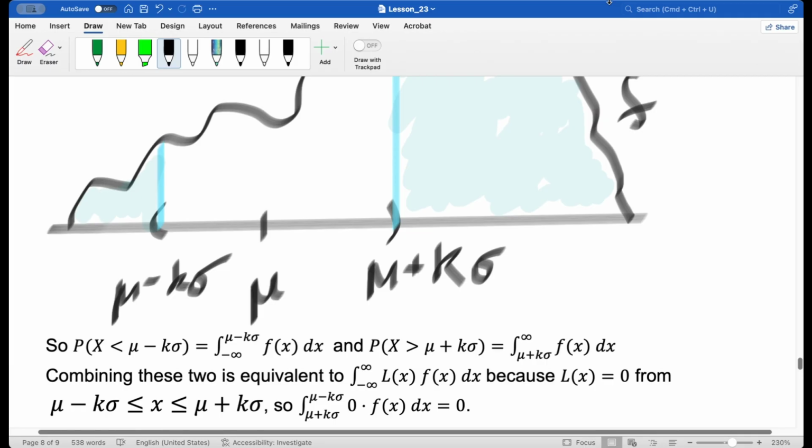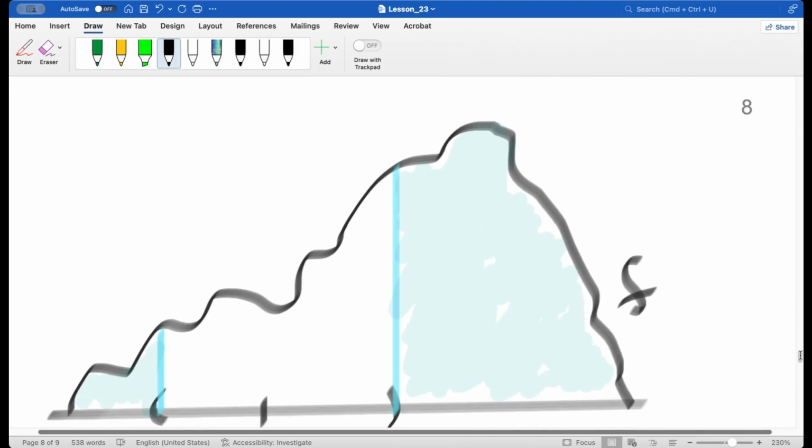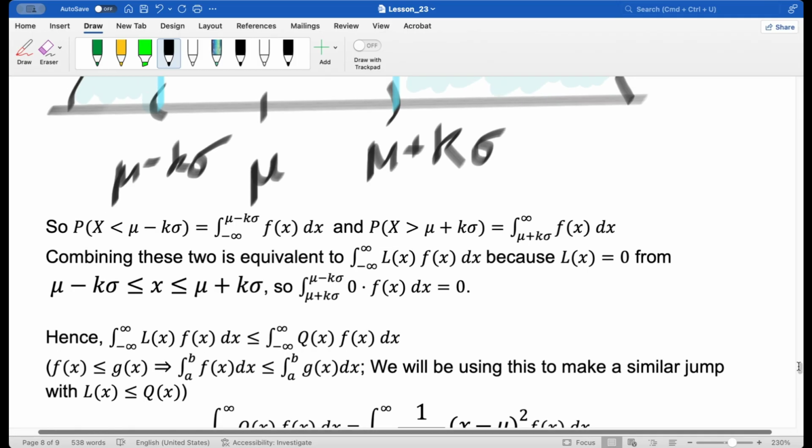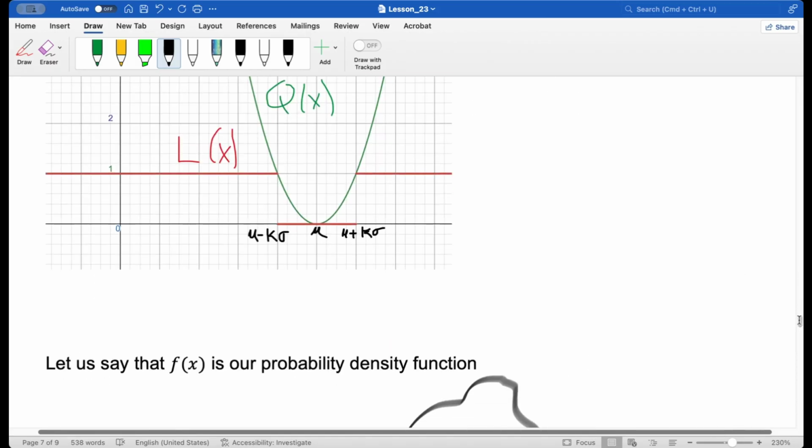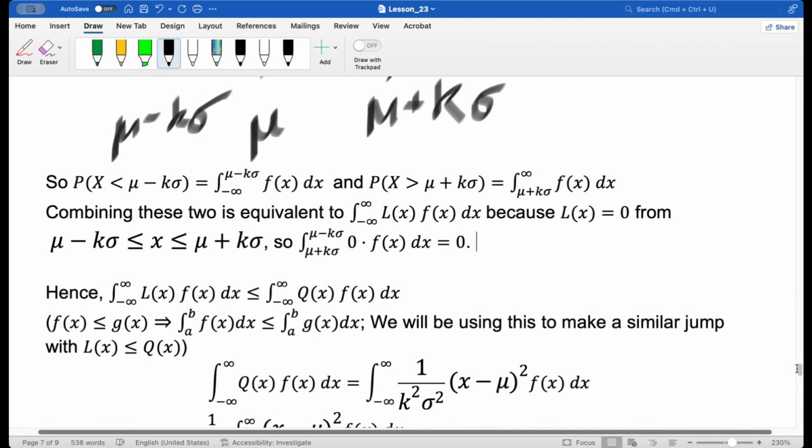So how do you calculate those probabilities? You're integrating the density. For the less than situation, you're going from minus infinity up to an upper limit of mu minus k sigma, and then for the right hand side, for greater than mu plus k sigma, that's our lower limit up to infinity. Now, the idea is that we can use the L function to describe these two pieces, because the L function is equal to 1 on those regions, and it's equal to 0 in between. So we could integrate negative infinity to infinity on L, and we'd be getting the exact same thing, because it's 0 in between mu minus k sigma and mu plus k sigma.